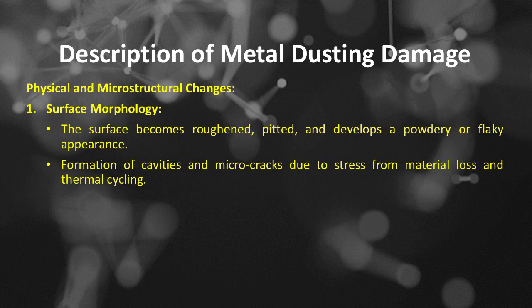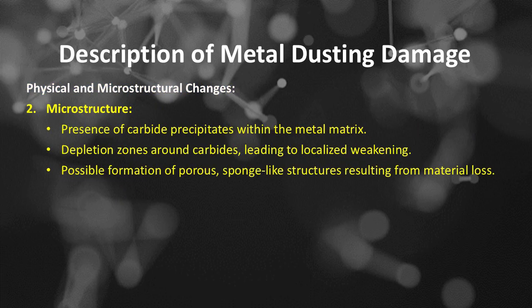Physical and microstructural changes. Number 1, surface morphology. The surface becomes roughened, pitted, and develops a powdery or flaky appearance. Formation of cavities and microcracks due to stress from material loss and thermal cycling. Number 2 of physical and microstructural changes is microstructure. Presence of carbide precipitates within the metal matrix, depletion zones around carbides, leading to localized weakening, possible formation of porous, sponge-like structures resulting from material loss.